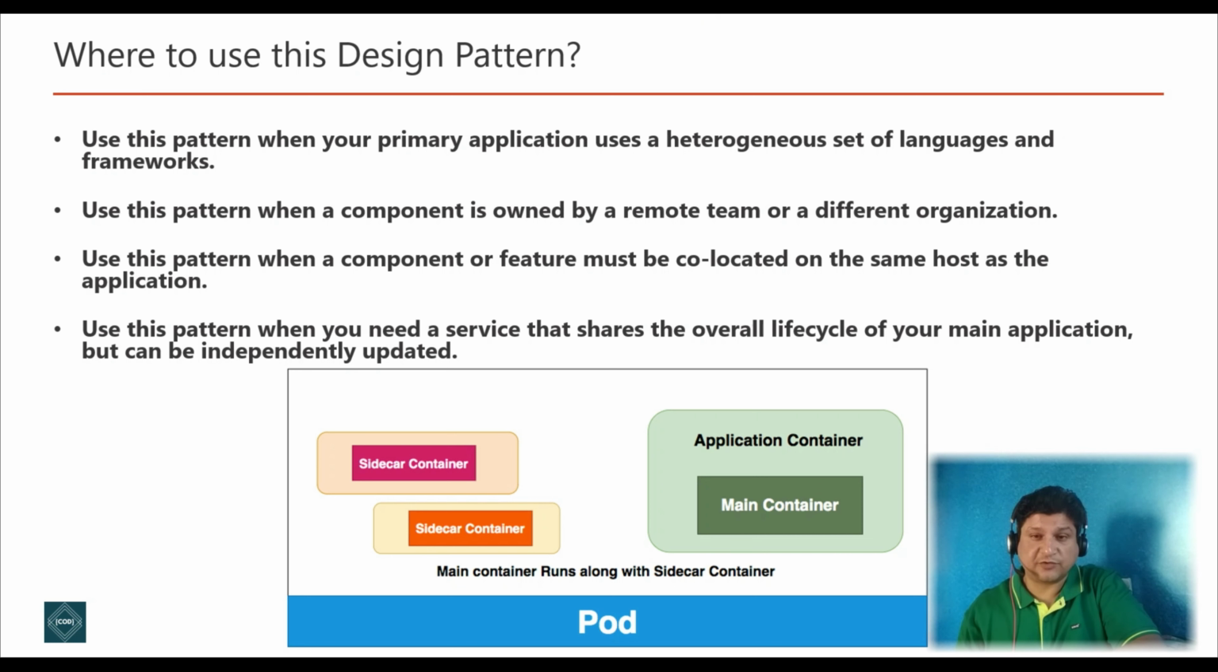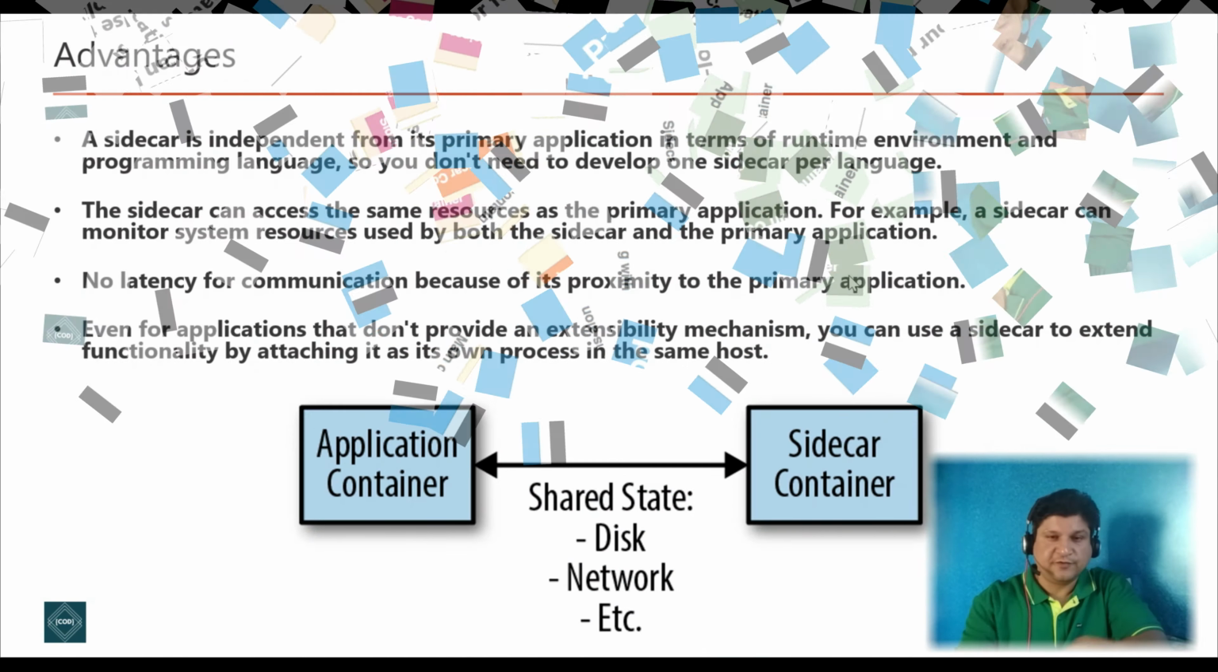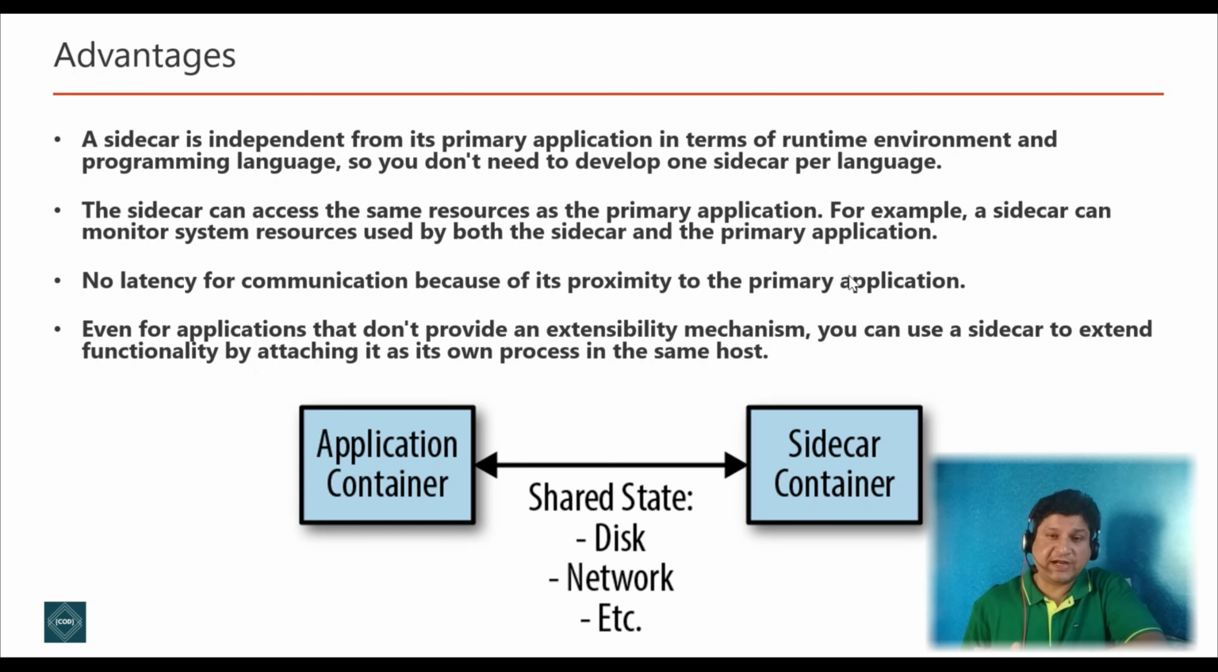You can deploy the component as a sidecar and manage the memory usage independently of the main application. When the services or components are implemented with multiple languages or technologies, a service component must be co-located in the same container group. So friends, what advantage do we get using the sidecar design pattern? A sidecar is independent from its primary application in terms of runtime environment and programming language, so you don't need to develop one sidecar per language.